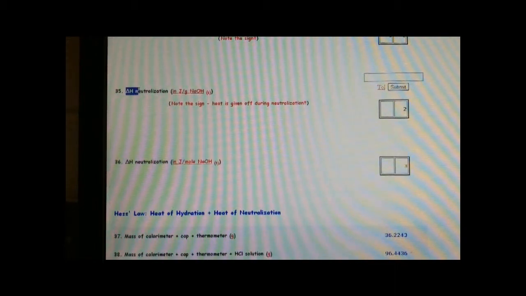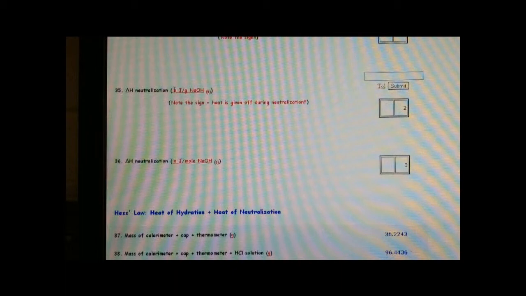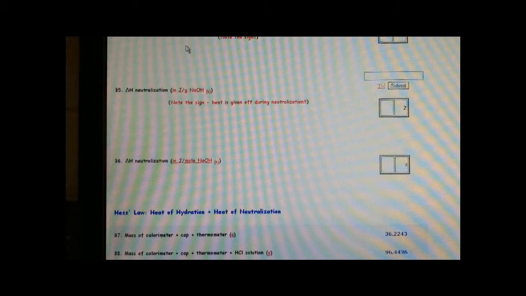We're moving on. We want to find the enthalpy of neutralization, okay? So that's just the heat of neutralization, joules per gram of sodium hydroxide. Okay, so here's my heat gained from that neutralization process. It was gained. Now I want to take that amount of heat and divide it, since that heat was coming from the sodium hydroxide, by the mass of the sodium hydroxide.